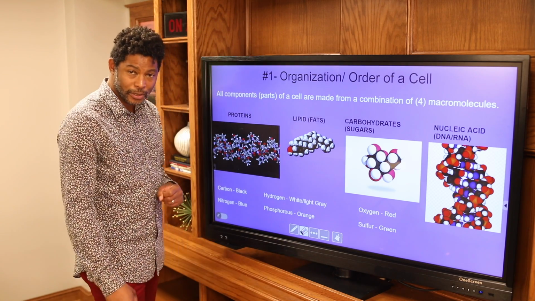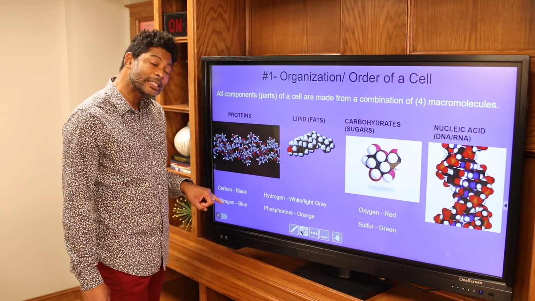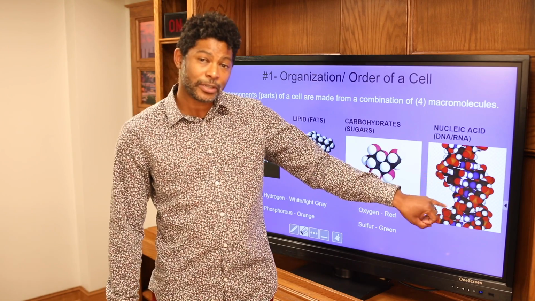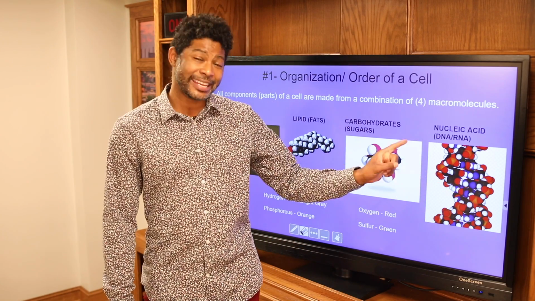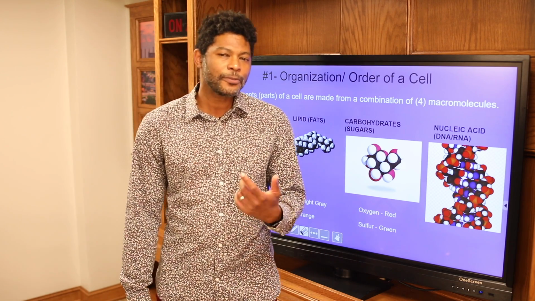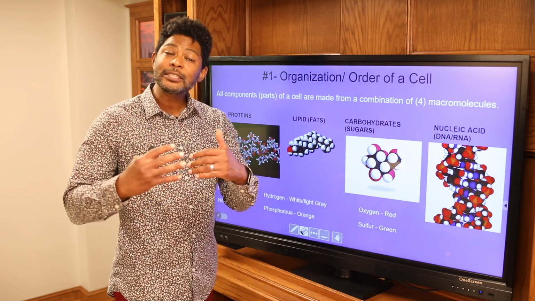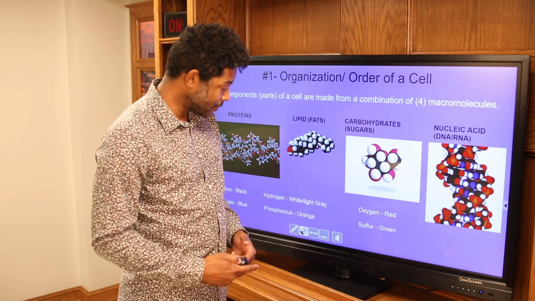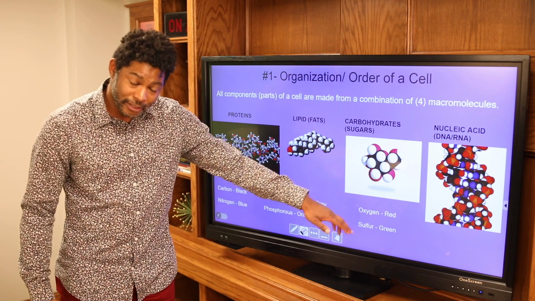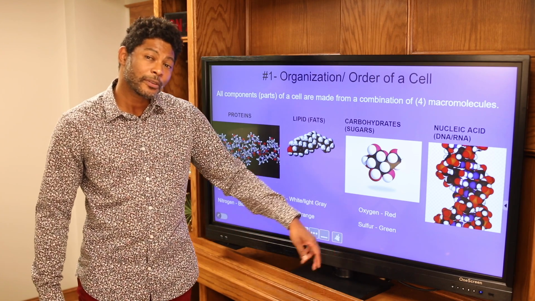Here's the other thing I want you to notice. Some of these have blue in them. Blue represents nitrogen. Some have orange, that's phosphorus, and one that you can't see, but it is in here, is sulfur, that'd be green. So what you find is that all cells have these 6 elements: carbon, hydrogen, oxygen, nitrogen, phosphorus, sulfur, all right?